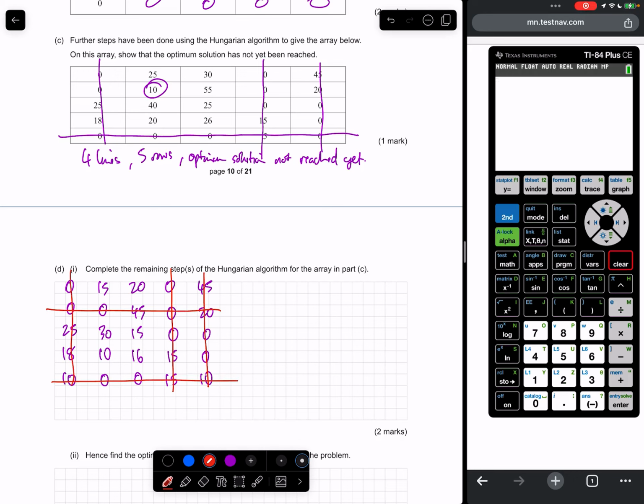Find zeros. Alone in its row, alone in its column, no. Alone in its row, alone in its column, no. Alone in its row, alone in its column, no. Alone in its row, alone in its column, no. No. Alone in its row, yes. Alone in its row, alone in its column, no. Alone in its row, alone in its column, yes.